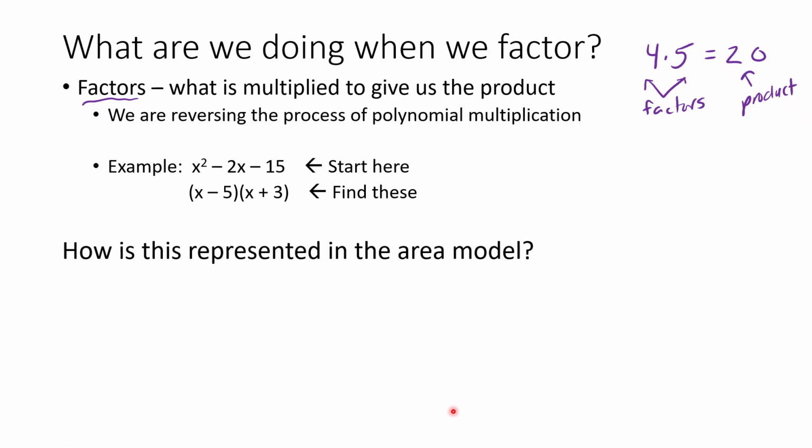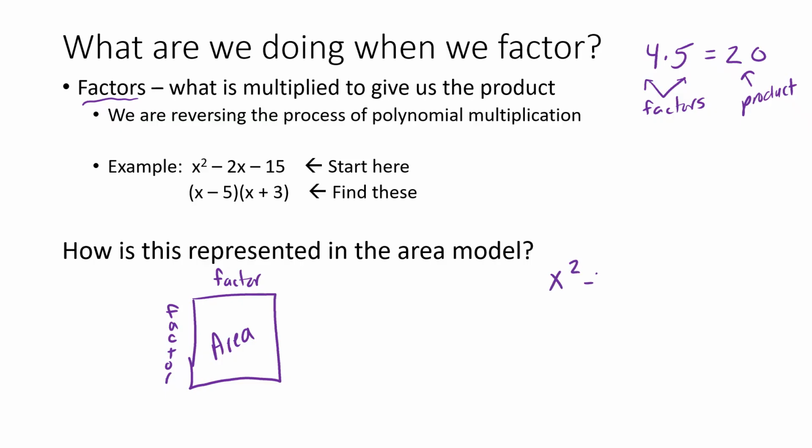Now, how is this represented on the area model? Because that is how we are going to be factoring. Well, we are being given the area and we're going to be looking for the factors. In this sense, we're given the area and we're looking for the base and the height. So if you had x squared minus 2x minus 15, that is the product. That is the area.